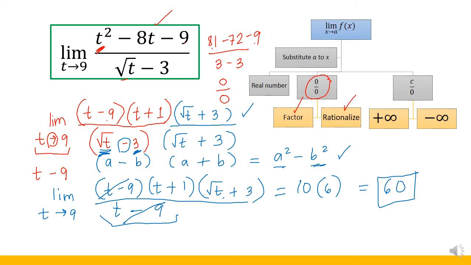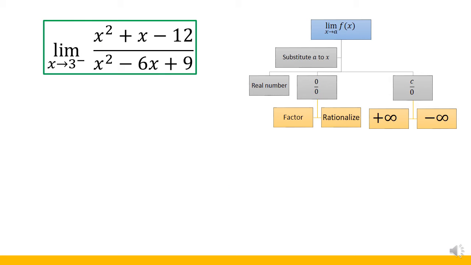Okay, so now, next example. This time we have 9 plus 3 minus 12. 9 plus 3 minus 12, that will be here. That is 0. Then for the denominator, again, we have 9 minus 18 plus 9. And again, this is 0. So 0 over 0 is the form, which means we will factor or rationalize. But obviously, these are both factorable equations. So we write the factored versions here.